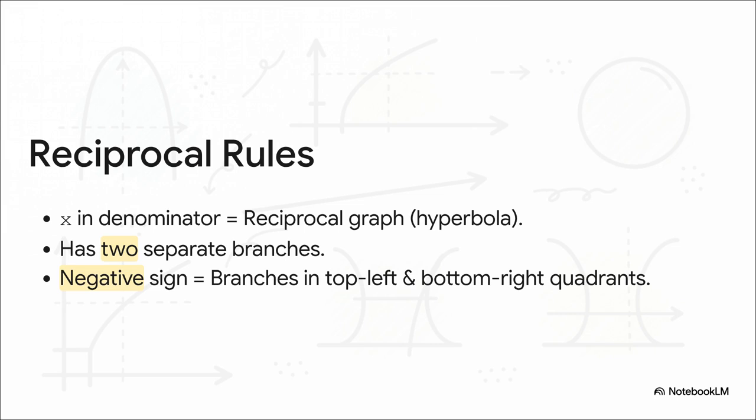These graphs are pretty cool because they have 2 separate curves, or branches, that get super close to the axes but never actually touch them. The negative sign tells us which quadrants those branches live in. For a negative reciprocal, they're always in the top left and the bottom right quadrants.